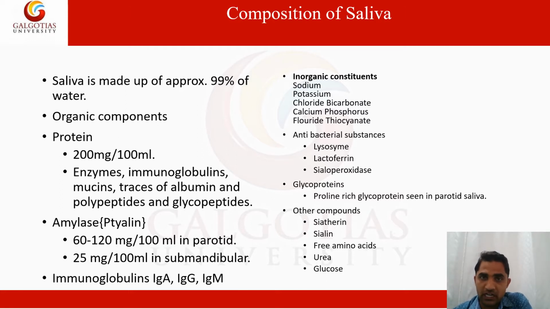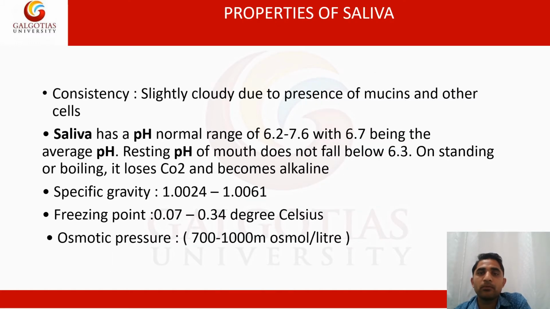Then come to the inorganic part: sodium, potassium, chloride, bicarbonate, calcium, phosphorus, and fluoride, and the antibacterial substances like lysozyme, lactoferrin, sialoperoxidase, and the glycoproteins, and the proline-rich glycoprotein seen in parotid saliva. Other components are statherin, sialin, free amino acids, urea, and glucose. These are the components present in the saliva. Then we come to the properties of saliva.